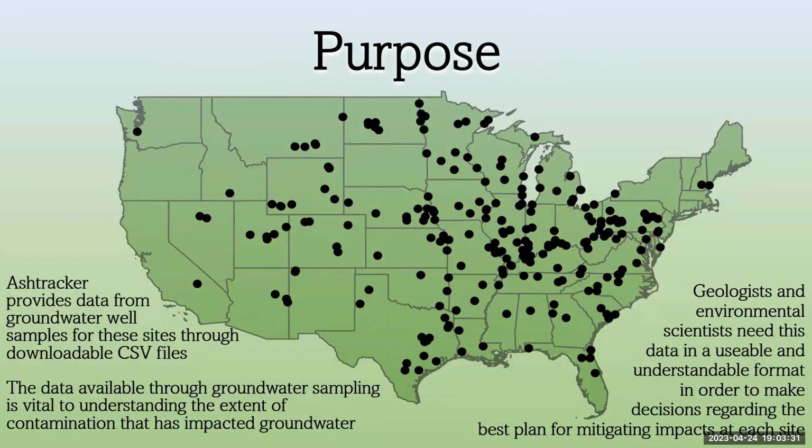So for the purpose of this tool itself, there is a lot of data that we have about these coal-fired power plants and what is found underneath the ground in the groundwater. The data is available through groundwater sampling, and it's really vital to understanding the extent of contamination that's impacting our groundwater. The ashtracker.org provides these groundwater well samples through CSV files, and you can download them for all of their sites. And this information needs to be turned into really usable data, easily understandable, so that geologists and environmental scientists can take this and use it and plan for a better future.